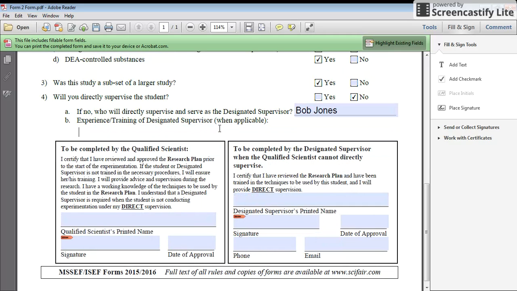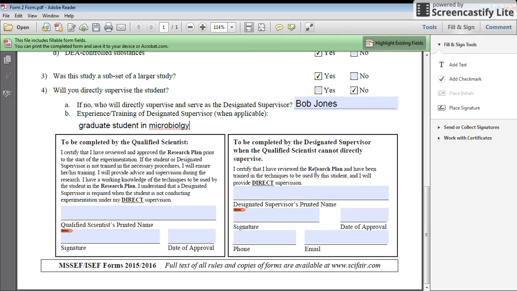A brief amount of experience here for the designated supervisor. And lastly, these two boxes can cause a bit of a problem, so just pay close attention. The first box is asking for the qualified scientist to put their name, signature, and the date of approval, which would be the principal investigator or the only qualified scientist supervising the student.